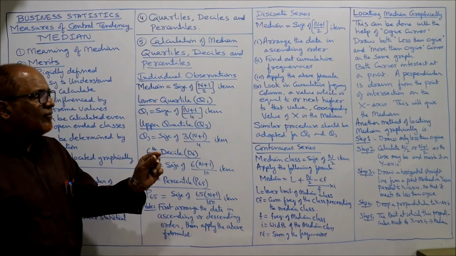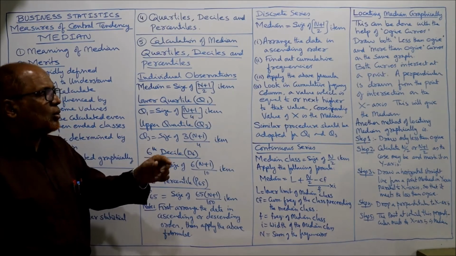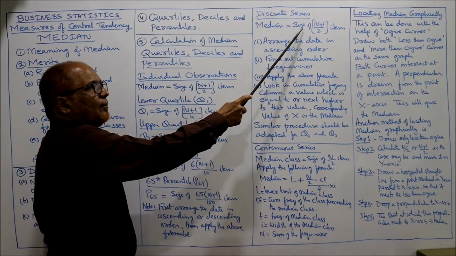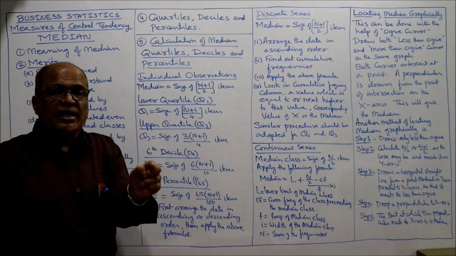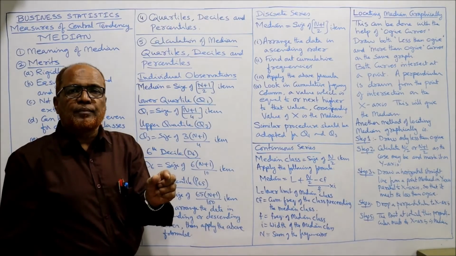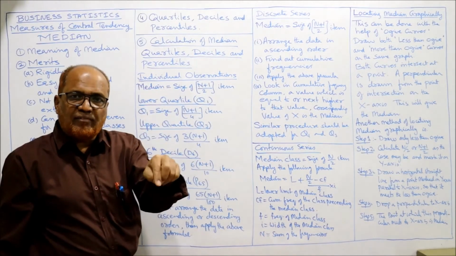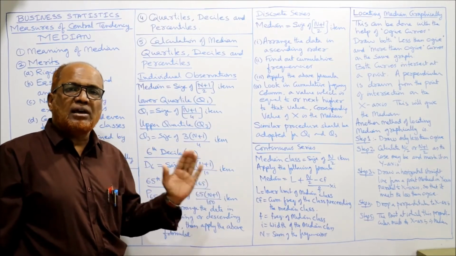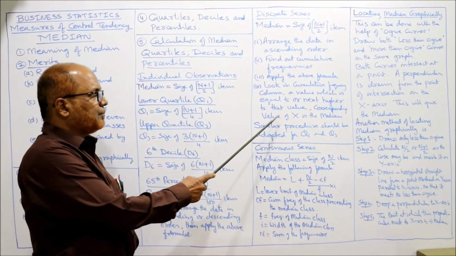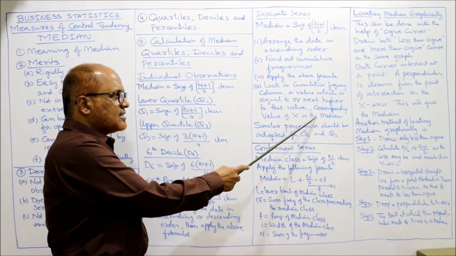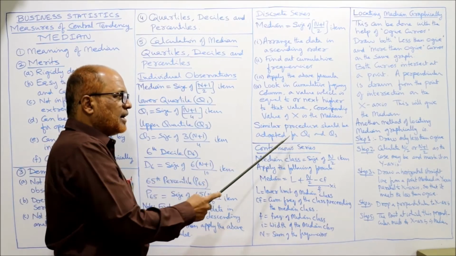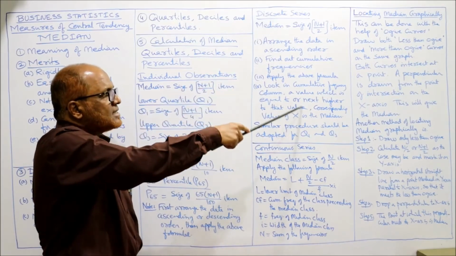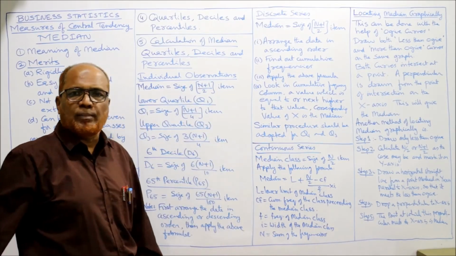Look in the cumulative frequency for a value which is equal to, or the next higher value to, that value. Whatever value comes, we locate it in the cumulative frequency table. In the cumulative frequency table, we need either that same value or the next higher value. The corresponding value of x is the median. Similar procedure should be adopted for Q1 and Q3. The procedure for the median, we will apply the same to Q1 and Q3 also.